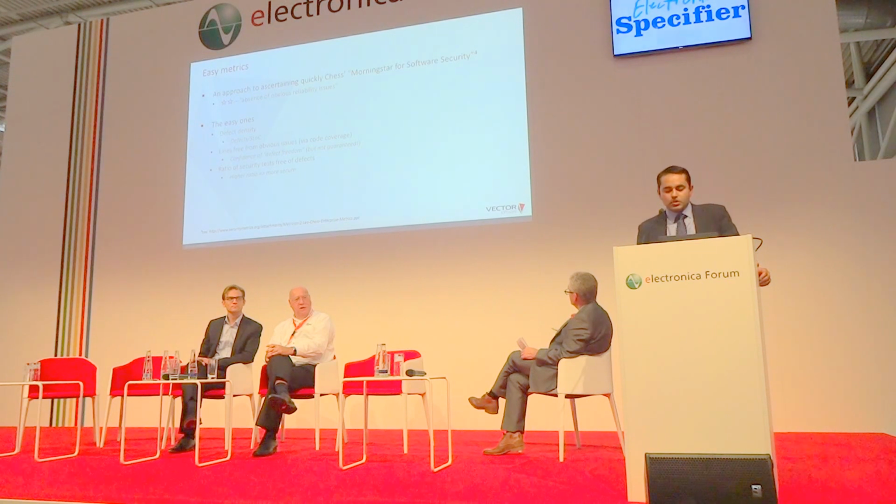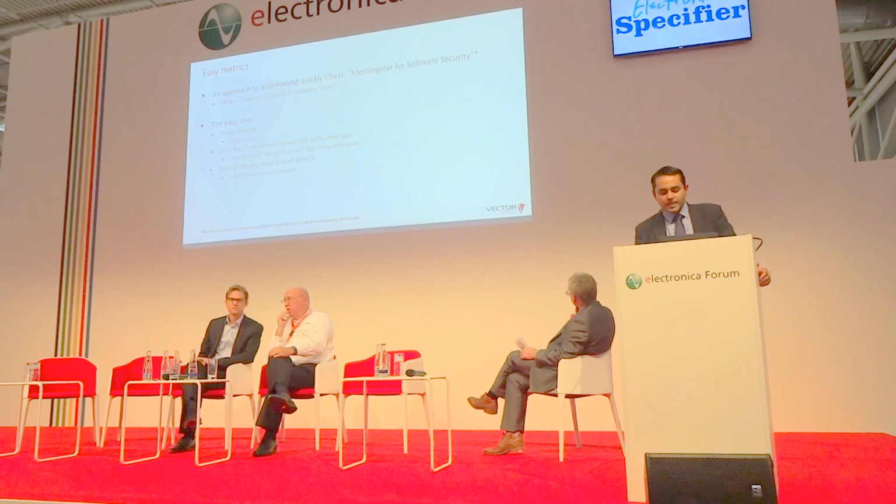So, easy metrics. Chess Morningstar came up with a nice way of tracking or quantifying the issues with software, basically giving a star ranking system. There's a 5-star ranking system. The first star is the absence of remote and/or setUID vulnerabilities. Two stars is the absence of obvious reliability issues. Three stars is you follow best practices. Four is documented secure development processes, and 5 stars is passed independent security review.